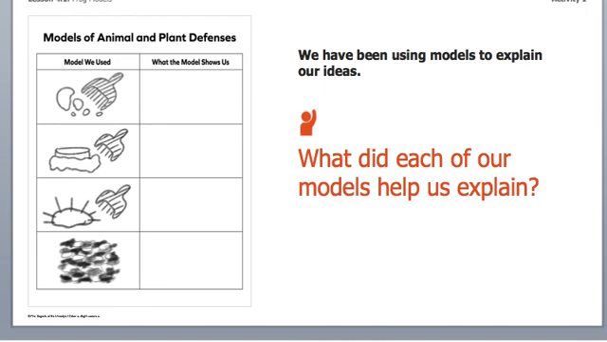So in the 3 boxes below, we can see different defenses. Here we can see how we modeled using a shell or armor. In this one, we can see how we modeled spikes. And in the last one, this is how we did our models of camouflage. So think back to what the models helped you show. Great. The models helped us explain what we figured out about how shells, spikes, spines, and camouflage helped protect animals from the predators.